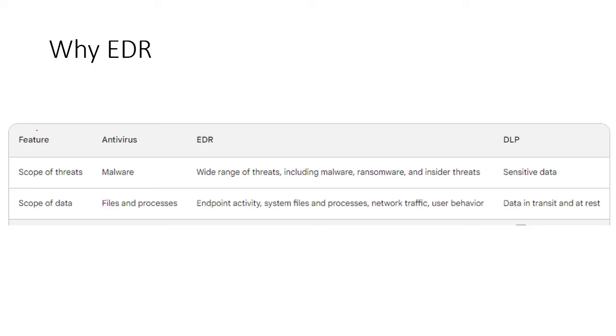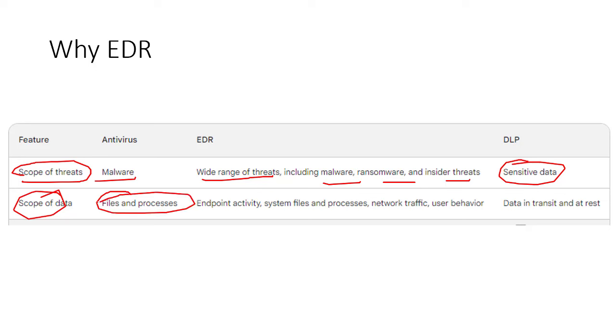See, why EDR? That's a question. If you talk about antivirus, the scope of threat is malware. Okay. When you talk about EDR, it has a wide range of threats, including malware, ransomware, insider threats. On the other side, DLP is only for sensitive data. When you're talking about the scope of data, antivirus only inspects files and processes, whereas the EDR looks at endpoint activity. They look at the system files, the processes, the network traffic, the user behavior. DLP only protects data in transit and at rest. That is why we need EDR with DLP and other things. So every solution that we introduce has a particular scope, and according to that, we need to buy that solution.